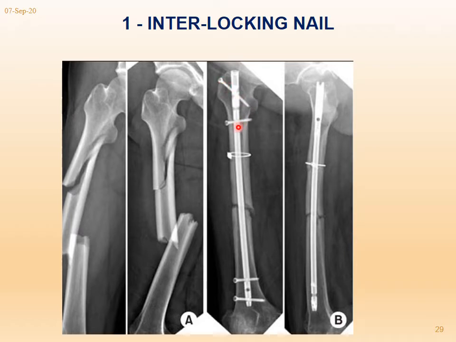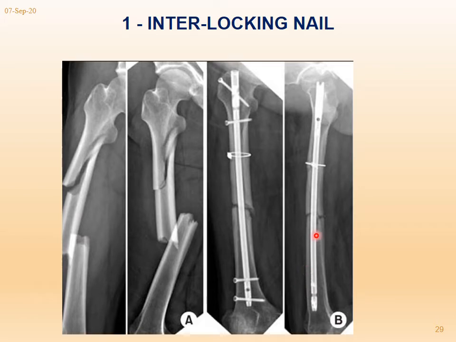The purpose of these screws is that this is a rounded rod and this transverse configuration can produce rotational movement at the fracture site. So if two screws in the proximal and two screws in the distal part are applied, then this rotational movement is prevented. This is the lateral view showing the restoration of the anatomy.